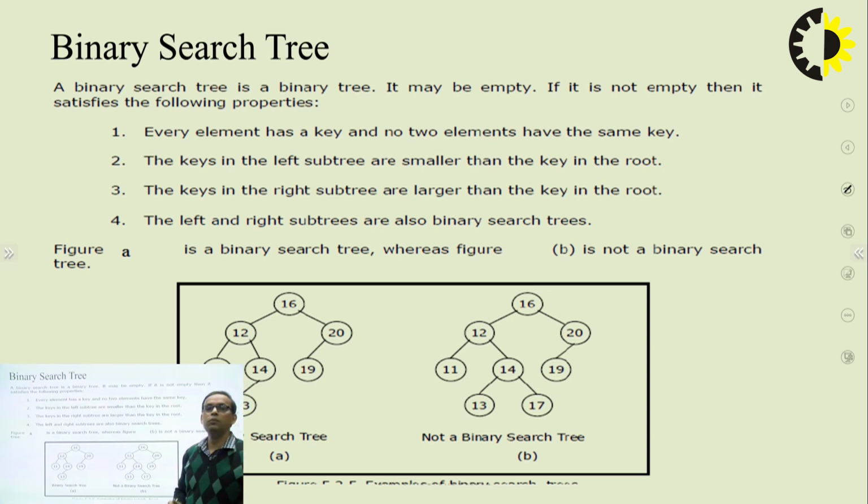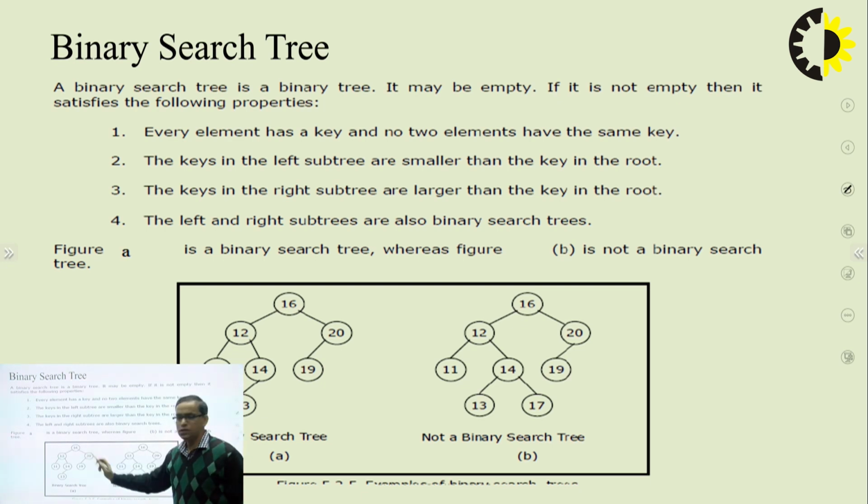Now let us discuss the binary search tree. What is a binary search tree? A binary search tree is a type of binary tree which has a certain property. Every node of the tree has a unique key value. All nodes in the left subtree of a particular node contain lesser values, and all nodes in the right subtree contain greater values. So every element has a key, and no two elements have the same key. Keys in the left subtree are smaller than the key in the root, keys in the right subtree are larger than the root, and the left and right subtrees are also binary search trees. This is an example of a binary search tree.